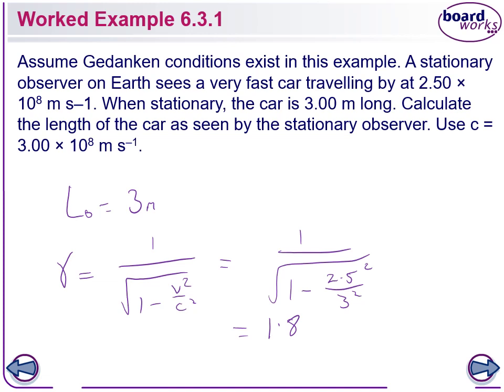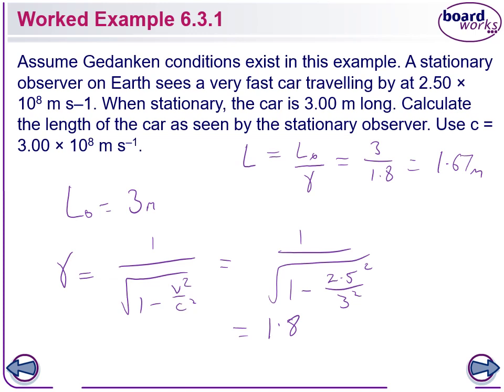So therefore, the length measured by an outside observer is L0 over our Lorentz factor. So L0 will be 3 over 1.8, which is 1.67.